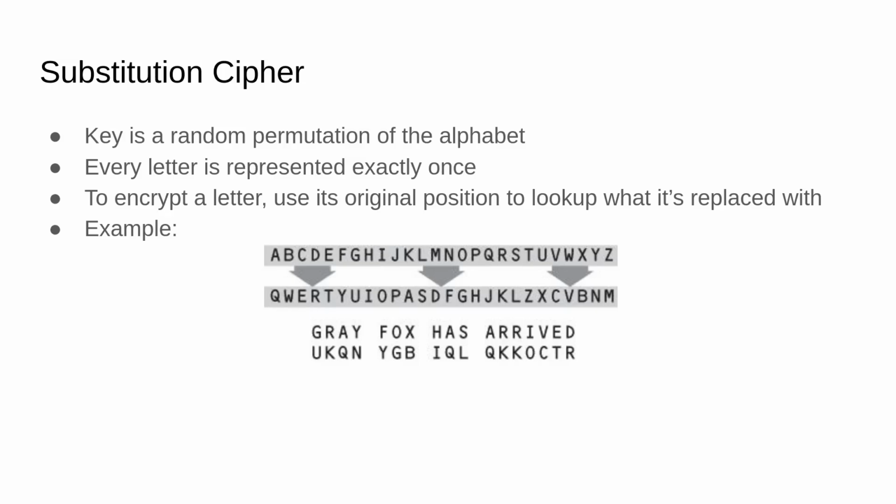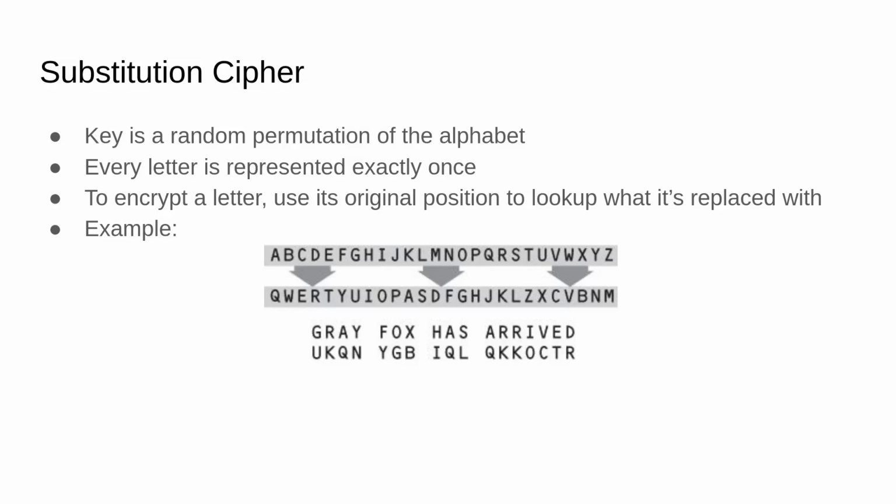So here's an example. We're mapping A, B, C, D, E, F, and so on, to Q, W, E, R, T, Y, and so on. Assuming the text is Gray Fox has arrived, we replace G with the corresponding letter, which in our case is U, and replace R with the corresponding letter, which is K in our example. We do that for the entire plaintext, and you get the encrypted ciphertext from the substitution cipher.